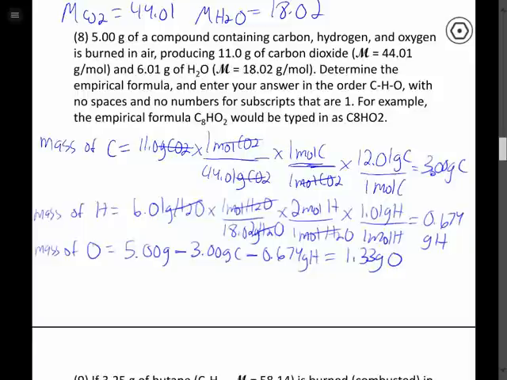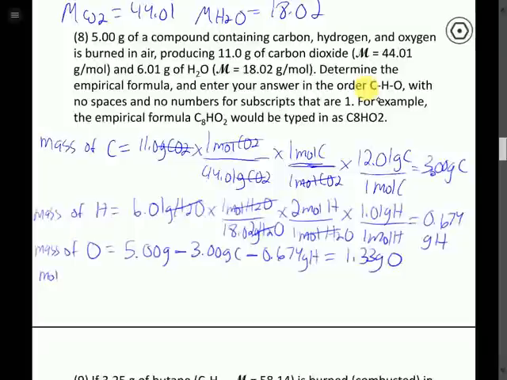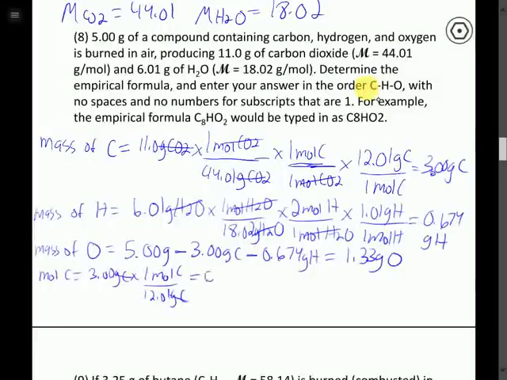And now we're at the step where we can do it the same way we did the previous problem, which is take all of these masses for each element and convert them into moles, and then use that to find the empirical formula. So there's a lot of steps here in this type of problem, but we're getting close to the end. So the moles of carbon, we have 3 grams of carbon, and we use the atomic mass to tell us that there's 0.250 moles of carbon.